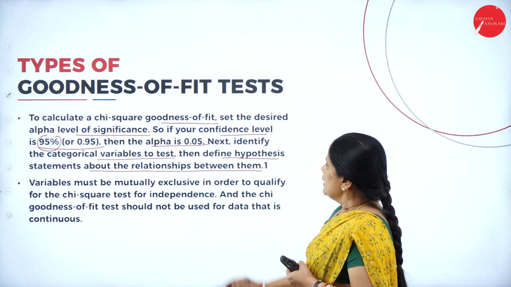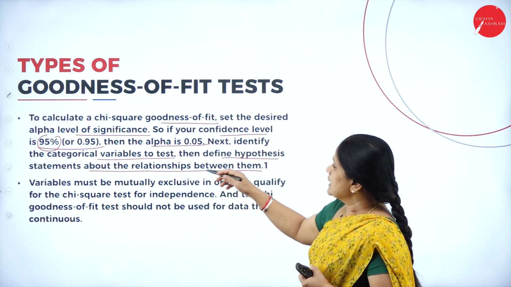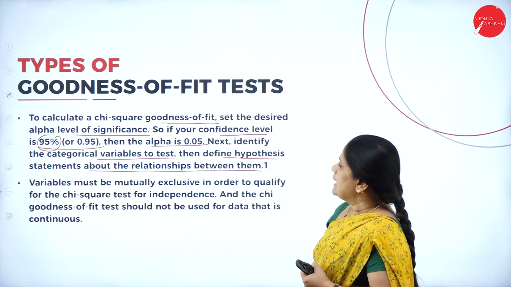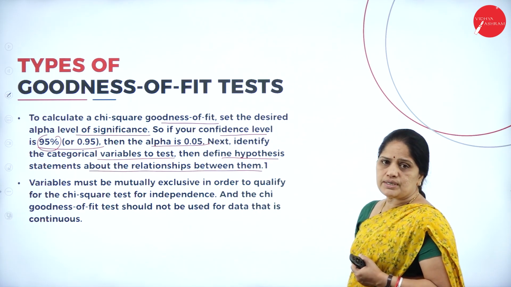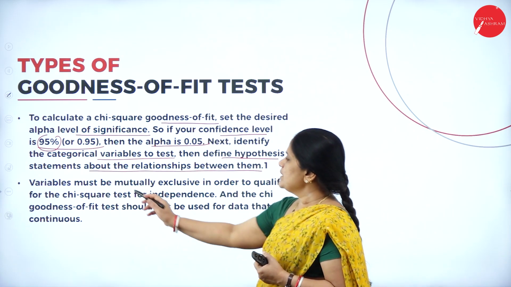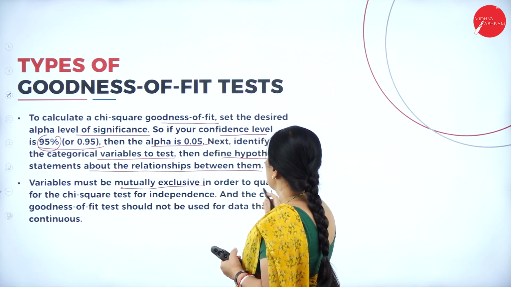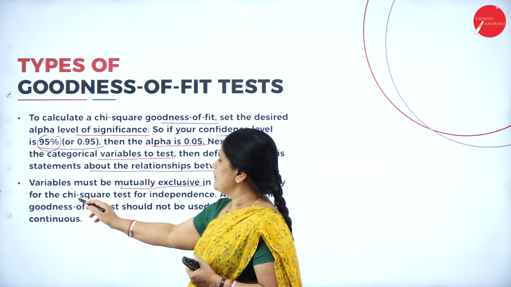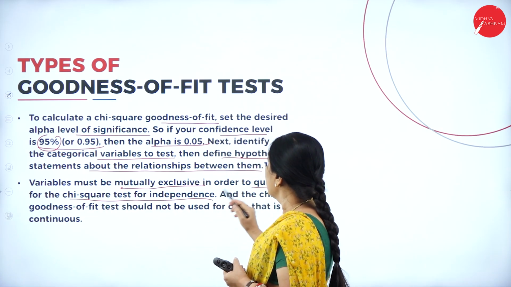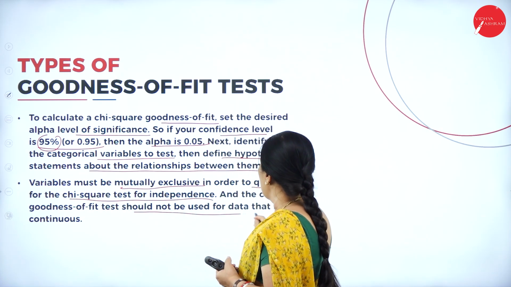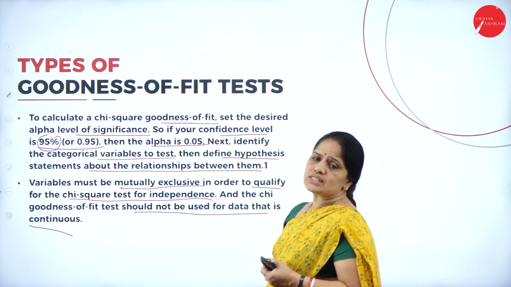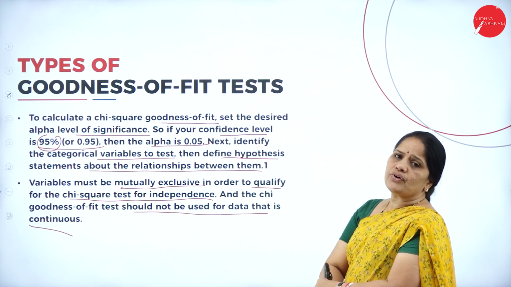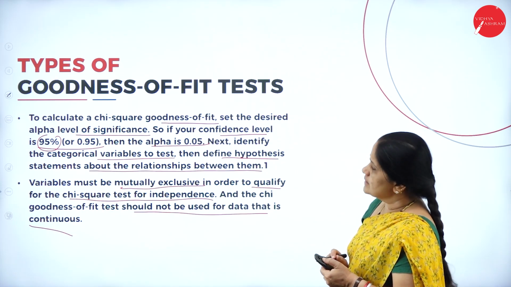0.05. Next we will be identifying the categorical variables and then define the hypothesis statement about the relationship between them. The variables must be mutually exclusive in order to qualify for the chi-square test for independence, and it should not be used for data that is continuous. So, this chi-square test cannot be used for data that is continuous.